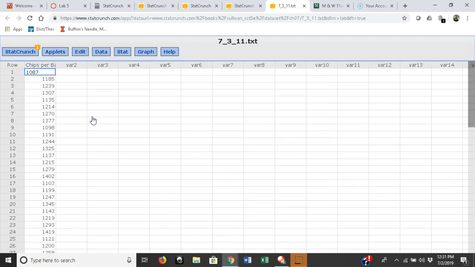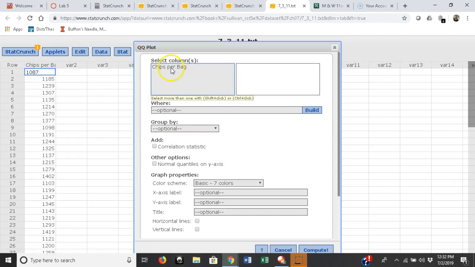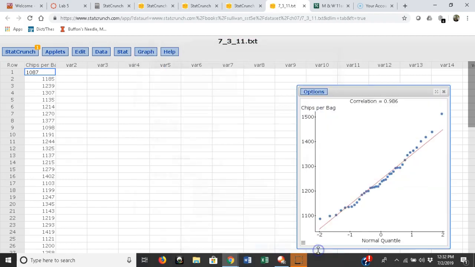So you'll notice here that I have opened up a data set. Now this data set is from 7.3 number 11, which is different than the problems you'll be doing, but the procedures are essentially the same. The first thing you need to do is graph a normal probability plot, which in StatCrunch is called a QQ plot. So what we need to do is select the column, include the correlation statistic, and compute.